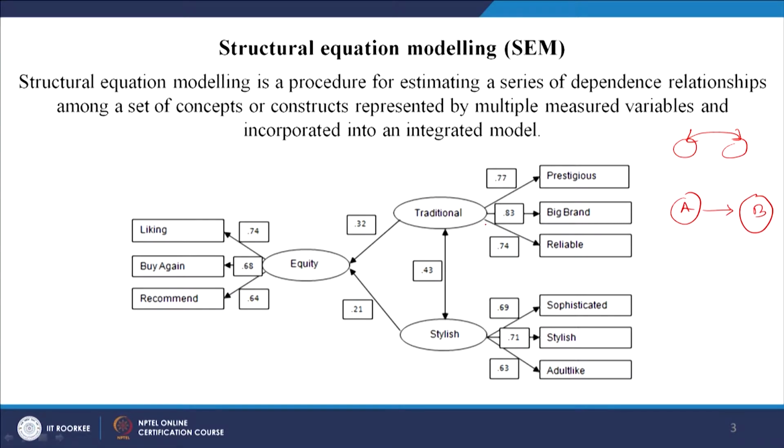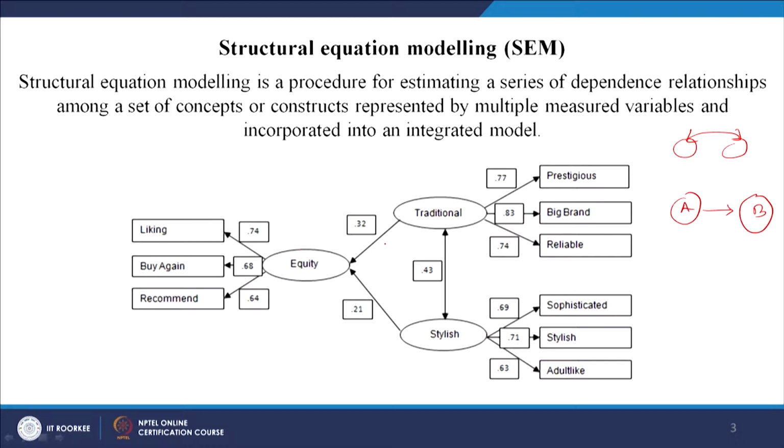Whether people like it, whether they would buy it again, whether they would recommend it to others. Now, what is this traditional construct? This says what the prestige symbol attached with the brand is, how big the brand is, how reliable it is. Stylish is another construct which says sophisticated, stylish and adult like, that means would people feel it is childish or adult like. So, these three are the constructs that are related. We are saying these two, traditional and stylish, are affecting the equity of a particular brand or product. This kind of relationship structure is what we explain in structural equation modeling.